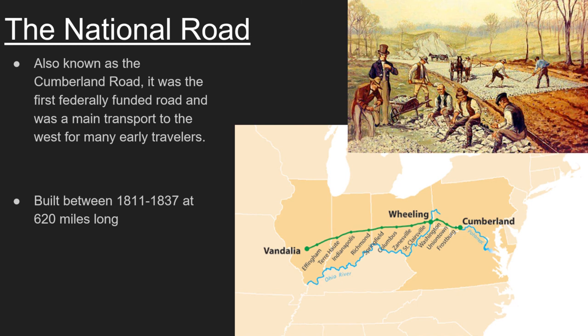All right, the National Road, also known as the Cumberland Road. We see this every once in a while on a test. It was the first federally funded road and was a main transport to the west for many early travelers. Built between 1811 and 1837, it's 620 miles long.